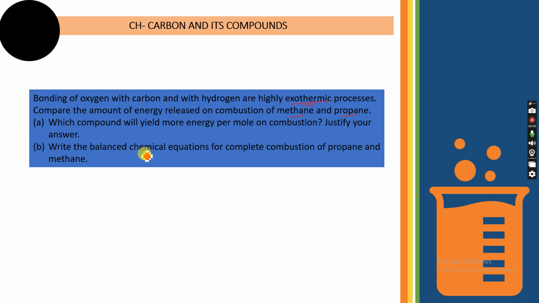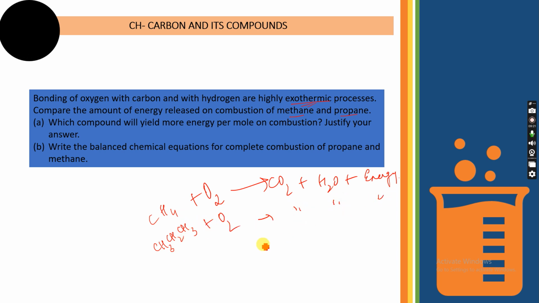Okay, so for here what you need to remember, whenever combustion takes place, carbon dioxide and water are released, plus it's an exothermic process, so energy is released. Okay, anything that burns with oxygen. So now here what is given? Methane is given, right? And another one is propane. So propane is what? CH3CH2CH3. Okay, so both will give the same products, carbon dioxide and water, but you have to do the balancing here.